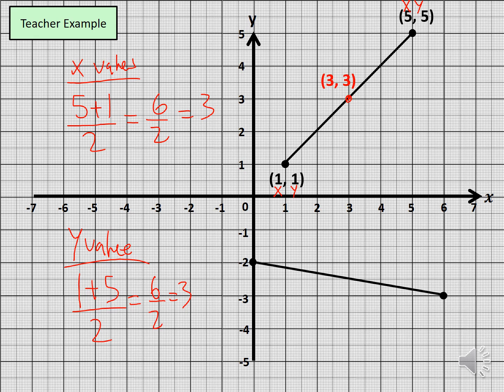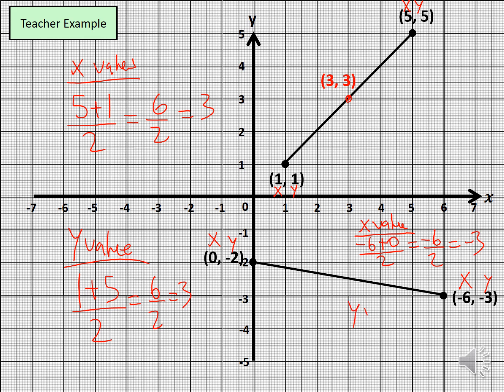Okay, let's have a look at another example where the question has coordinates of (0, -2) and (-6, -3). So you're going to label your coordinates x and y. So now you know what your y value is, and what your values are for the midpoint. So let's have a look at the x values, -6 and 0. So -6 add 0 divided by 2, you will get -6 over 2, which is -3.